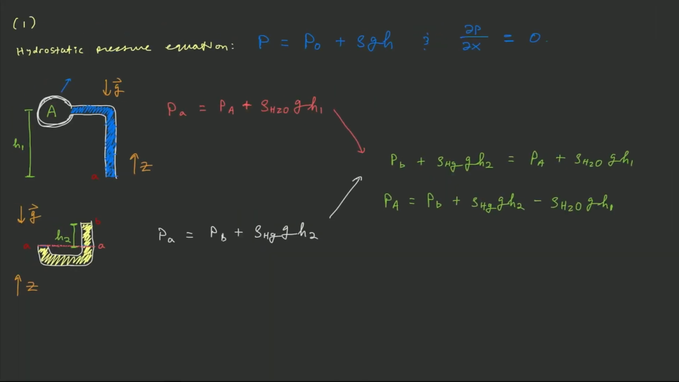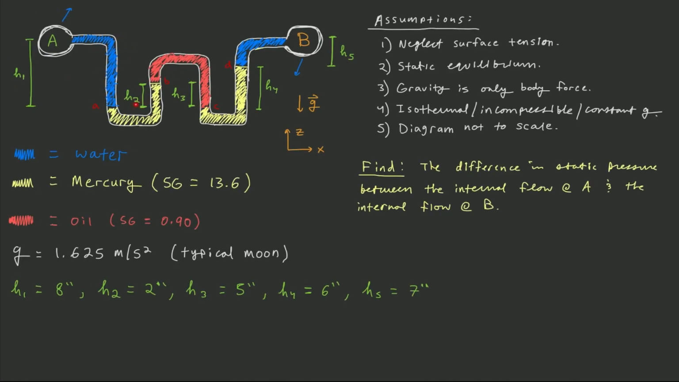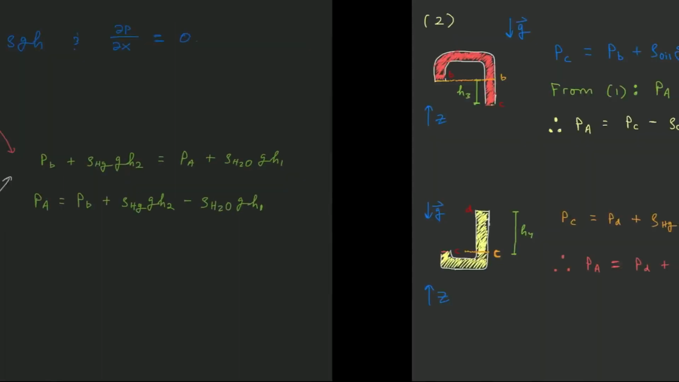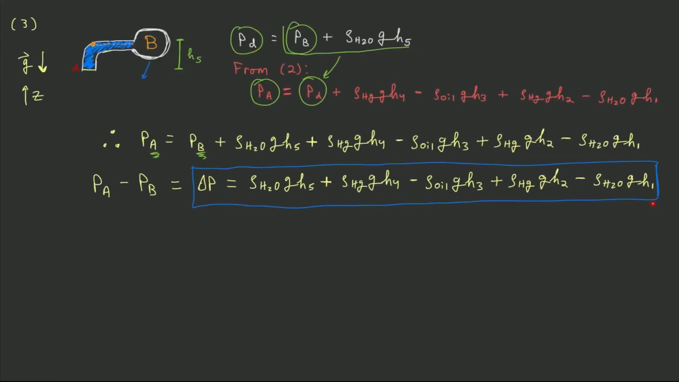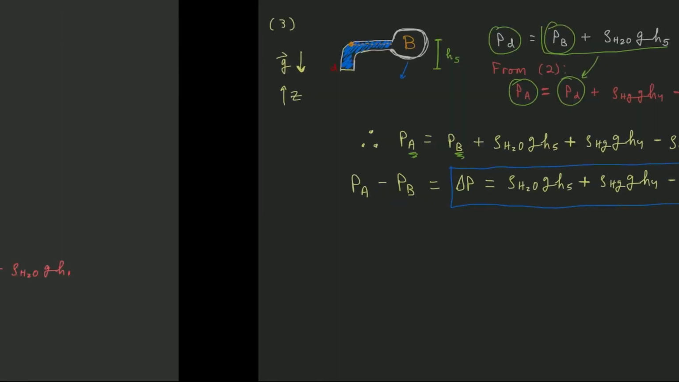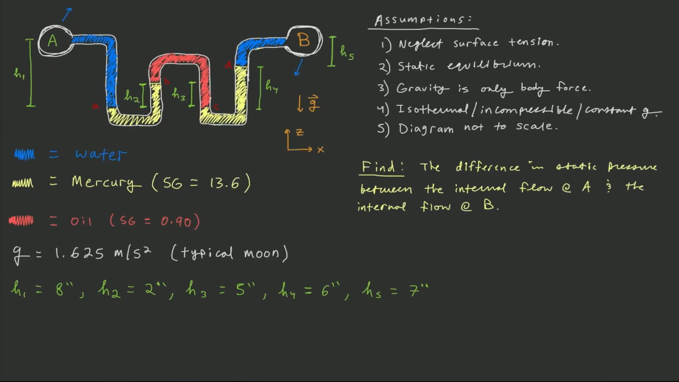So if you go to the original manometer, you'll see that we have 1, 2, 3, 4, 5 sections of the manometer, and we have our 5 expressions in the final equation that describe the pressure difference between these 2 points. So we have 5 sections of the manometer between those 2 points, so we have 5 terms in the equation that describes the pressure difference between those 2 points.